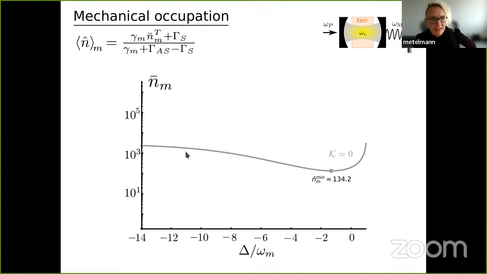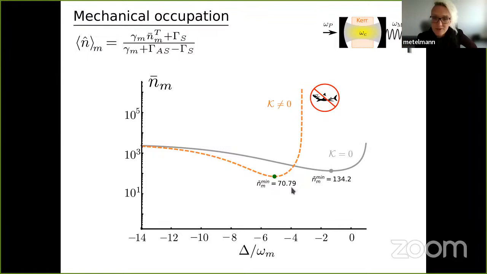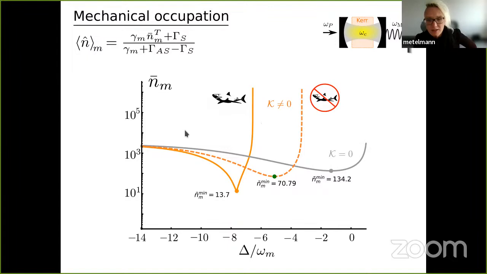And we can take a look here at the mechanical occupation, which results from that. Here, this is the case with no shark, just a linear system. If you take the same input power and include the nonlinearity, but not the shark yet, where the shark is really the steady-state number, then we see we already go down by a factor of 2. And now if we include the shark, we go actually down to 13 phonons for the parameters of the experiment. So you need the shark, you need nonlinearity, to go for the same photon number down to this low value. And this is just for the expert.